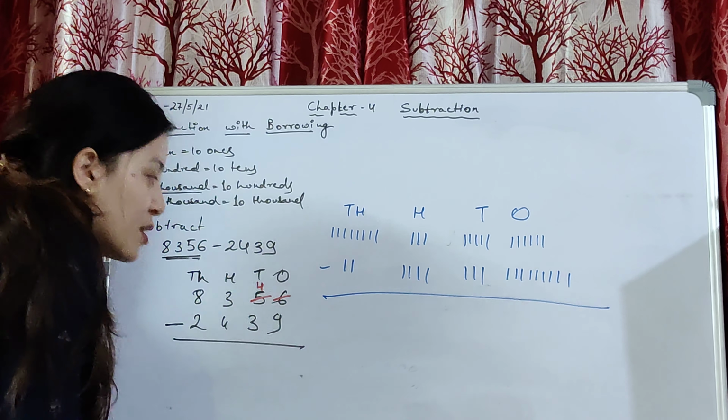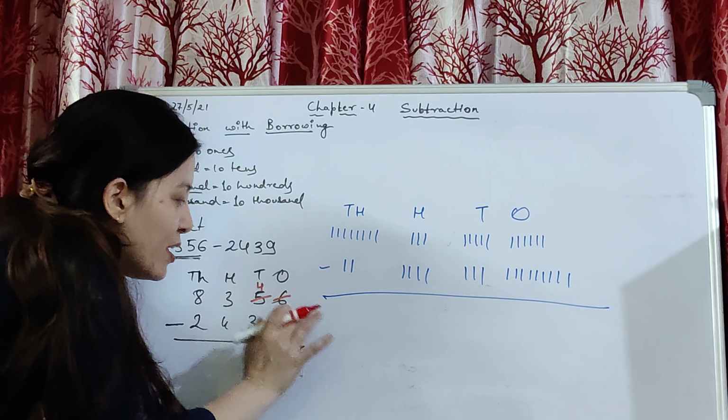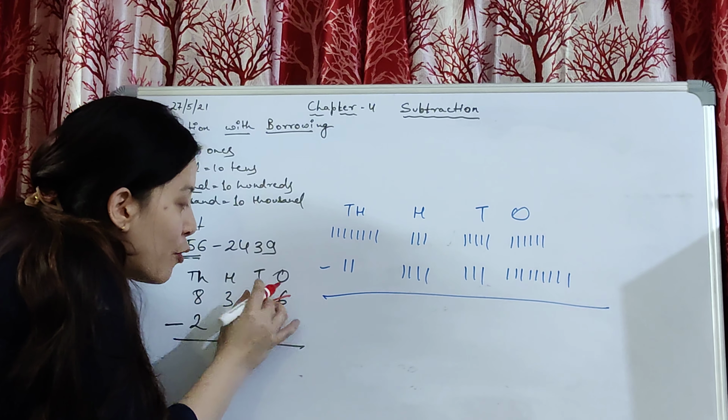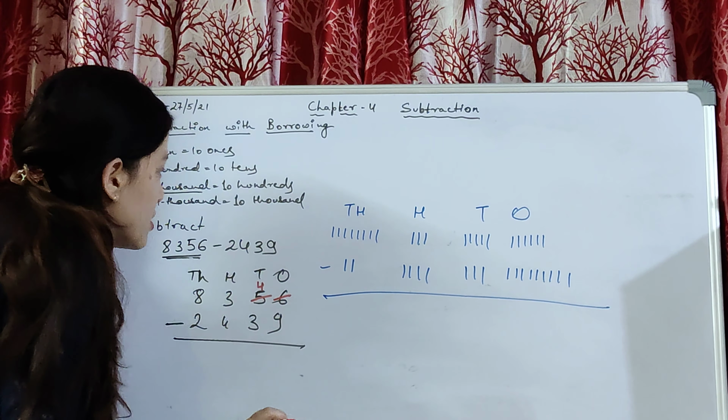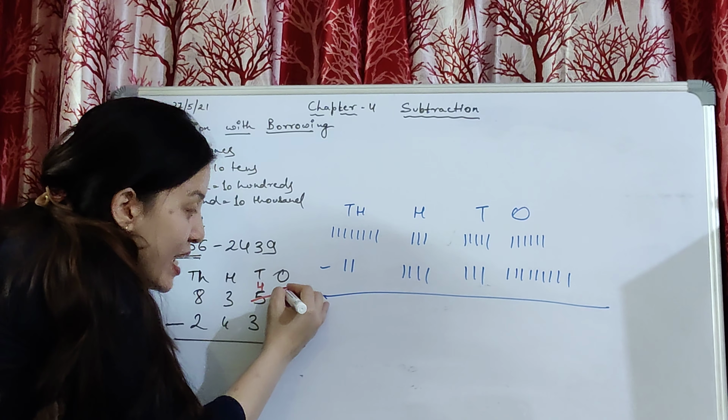एक देने के बाद कितना हो गया ये? 4. 5 minus 1 is 4, right? So 5 has given 1. It has taken 1. यहाँ से इसने एक 1 ले लिया. Okay, so we are borrowing 1 from tens place. Okay, so 1 ten is equal to 10 ones. So you will get 10.